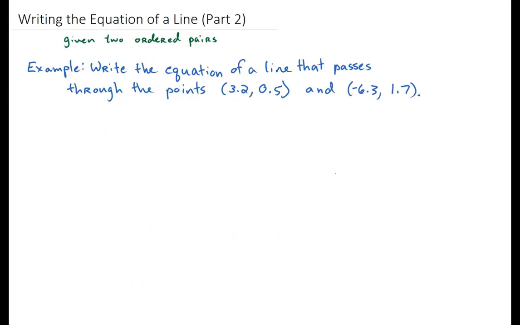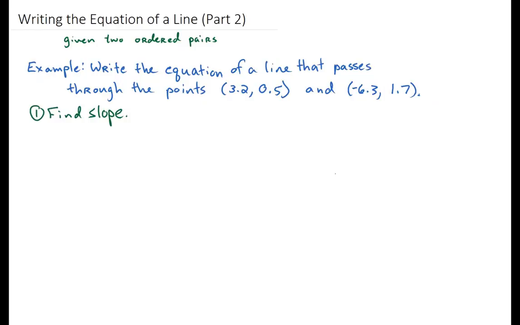Okay, I'm going to do another example where the points that they're giving us aren't as nice as far as the numbers go. Same process, I just want to emphasize why it is that we need to be able to use the slope formula in order to determine slope, instead of just relying on graphing. So here our ordered pairs are 3.2, 0.5 and -6.3, 1.7. So to write the equation of the line as it asks us to do, the first thing we need to do is to find the slope.